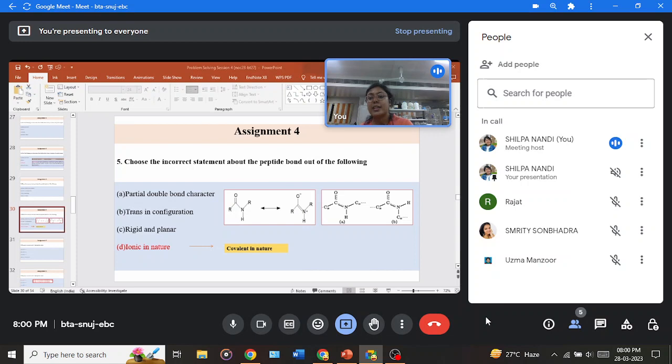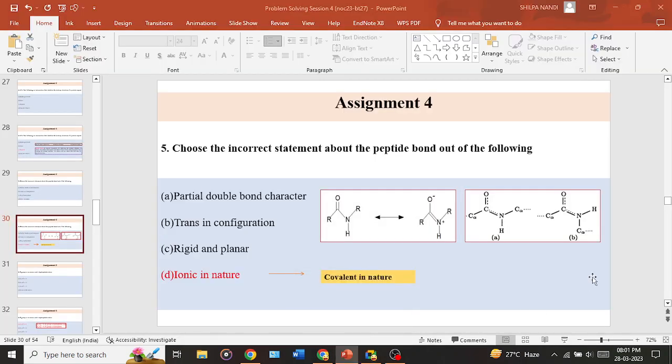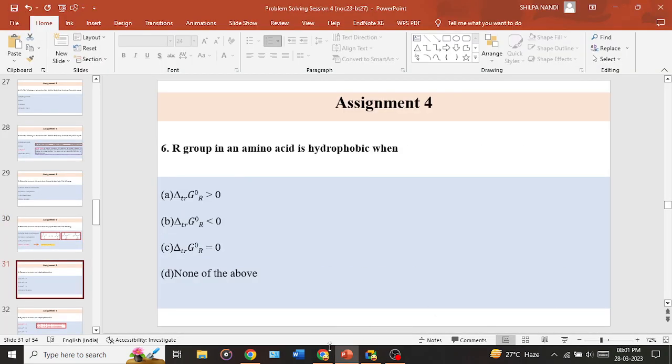Fine. So in this case, option A was correct as it has partial double bond character. Option B is also correct as the peptide bond is trans in configuration. Option C, that is the peptide bond is rigid and planar, is also a correct statement. However, option number D, that a peptide bond is ionic in nature, is the incorrect statement. So you now know the reason and how to answer the question. Fine, we will move on to the next question.